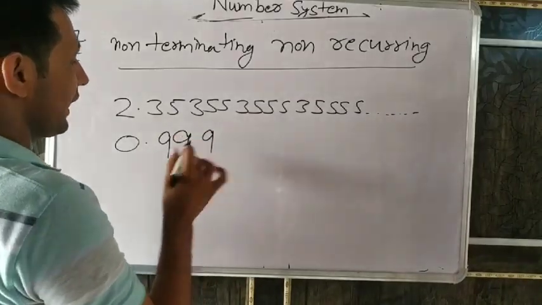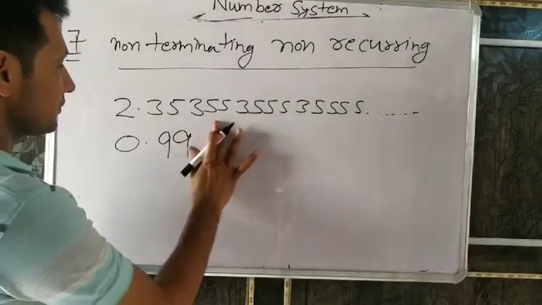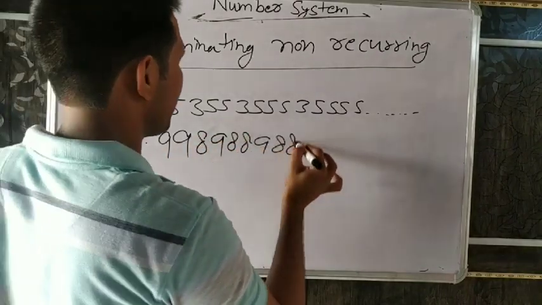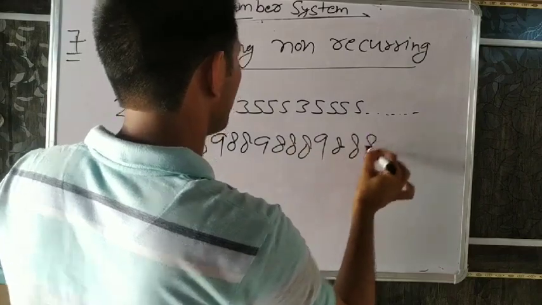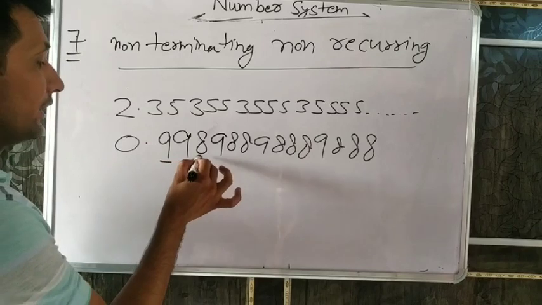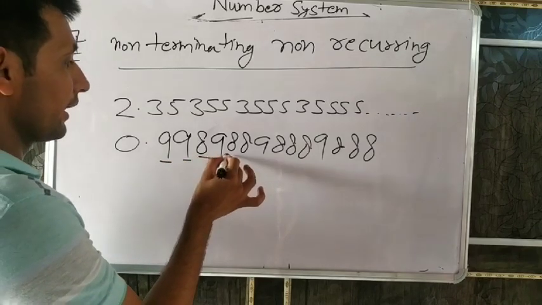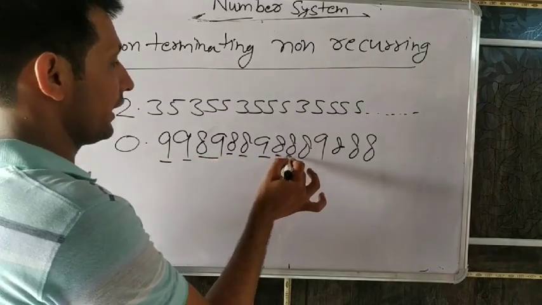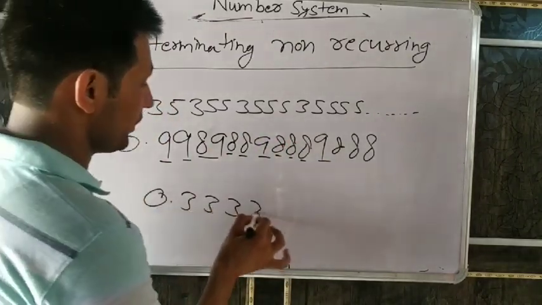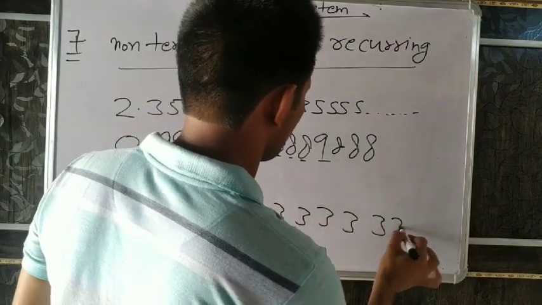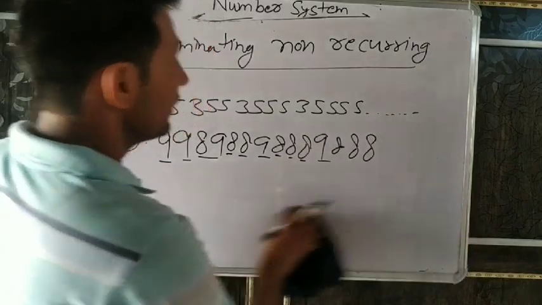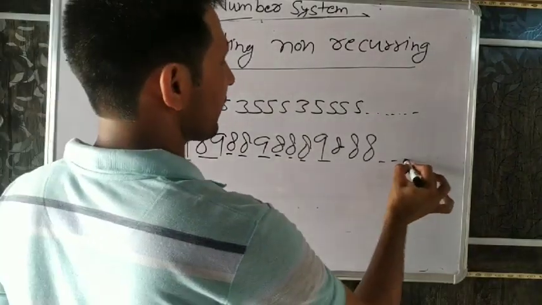0.9999. 0.98 988 988 948 and it is non-repeating. Look, non-repeating: 9 8 9 8 9 8, 8, 9, 8, 8, 8, but non. Repeating means every time same, every time 3, 3, 3, 3, 3, never changing. It is repeating, but non-recurring is not like that. And in last we will write dot dot.